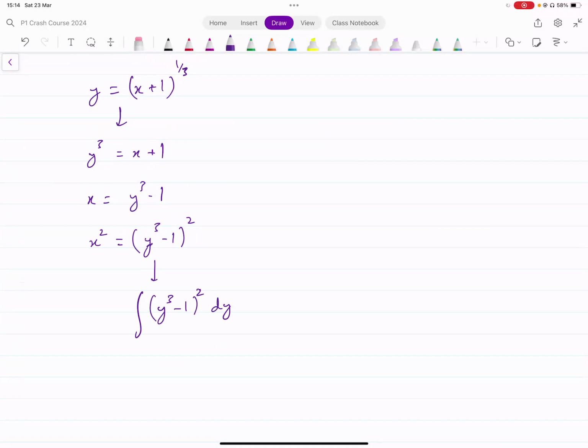Sir, first we would increase the power by 1 of the whole bracket to 3 and divide by 3, and differentiate what is inside the bracket, which is 3y squared, right? Yes.